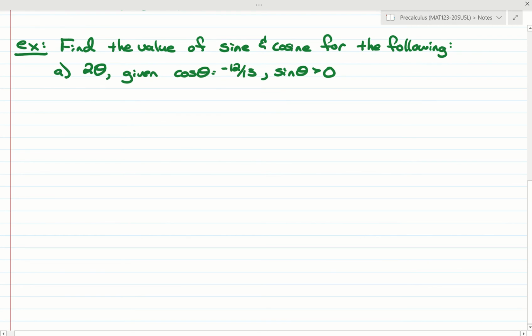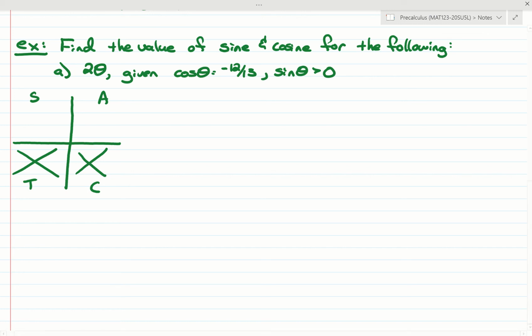So if sine is positive, let's think about why they told us that. What quadrants would sine be positive in if all students take calculus? The first and the second. So sine is greater than 0 tells us we're going to be drawing theta in the first or the second quadrant. But because cosine of theta is negative, we have to draw theta in the second quadrant. In quadrant 2, cosine would be negative and sine would be positive. Now cosine of theta is negative 12 over 13. So we'll label our triangle.